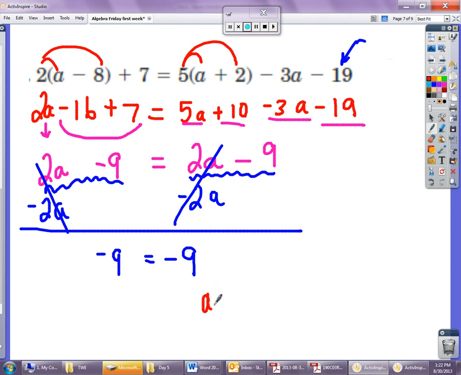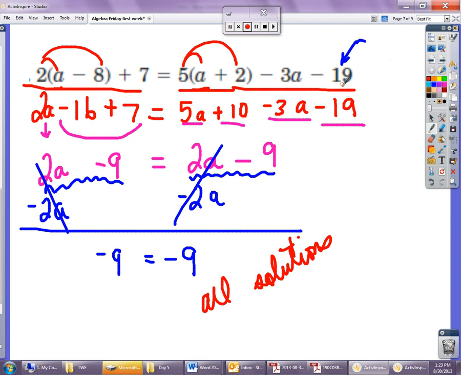So since it's true, we know that the answer to this is all solutions. So it's not that a is something very specific like the number 2 or 4 or negative 5. You could really put anything in for a. And this side of the equation will always equal this side of the equation, no matter what you put in for a, as long as every single thing is the same a.